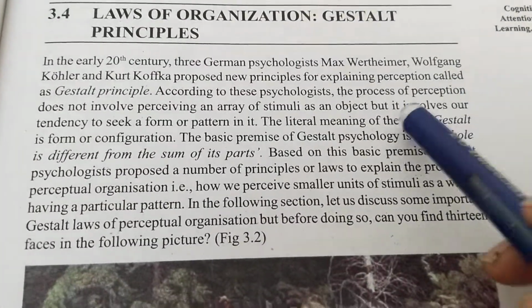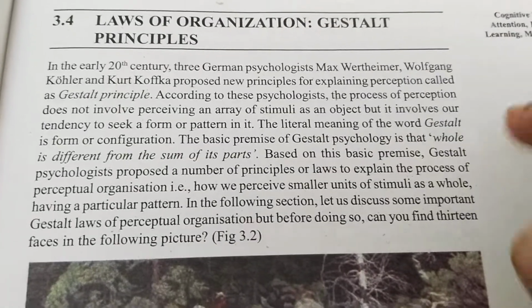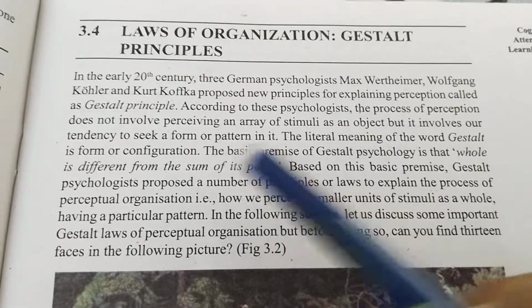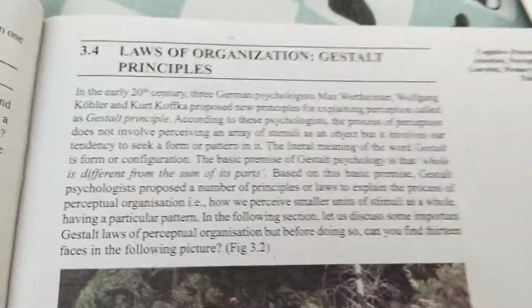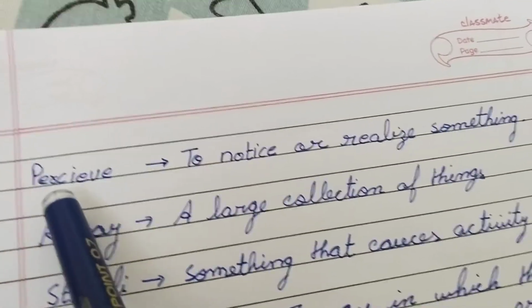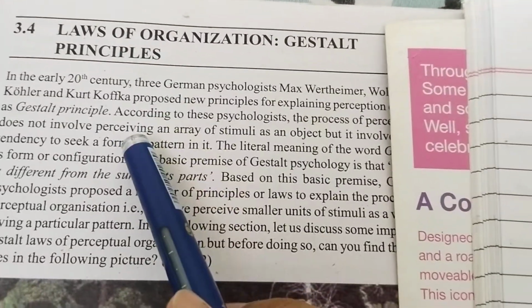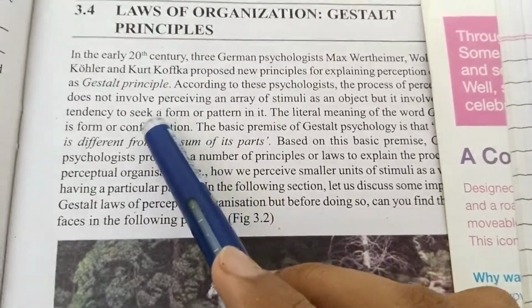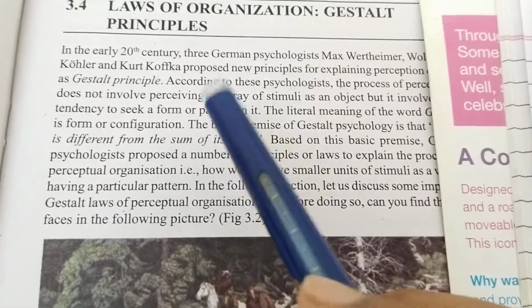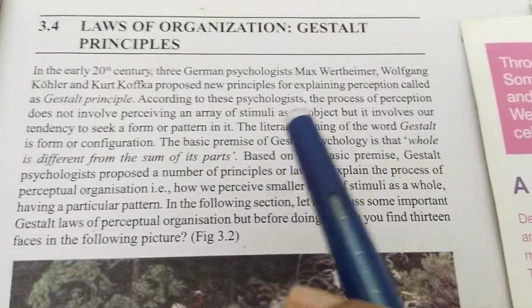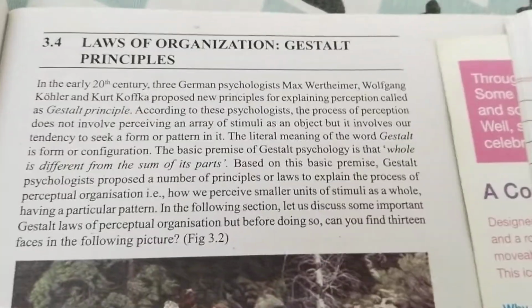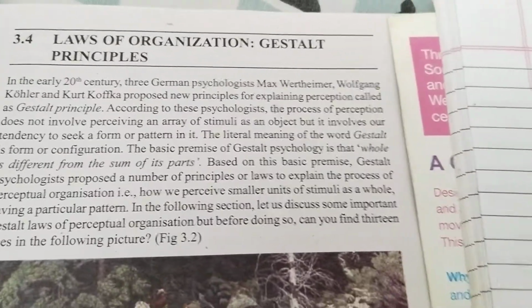They're saying that according to these psychologists, the process of perception, that is the process of looking at things and understanding them in our own way, does not involve perceiving. Before we move on, let us first understand what perceiving is. Here I've written down the meaning. Perceive: to notice or realize something. So it says it does not involve noticing or realizing an array. What is an array? An array is a large collection of things. Let's substitute them: an array of stimuli as an object, but it involves our tendency to seek a form or pattern in it.